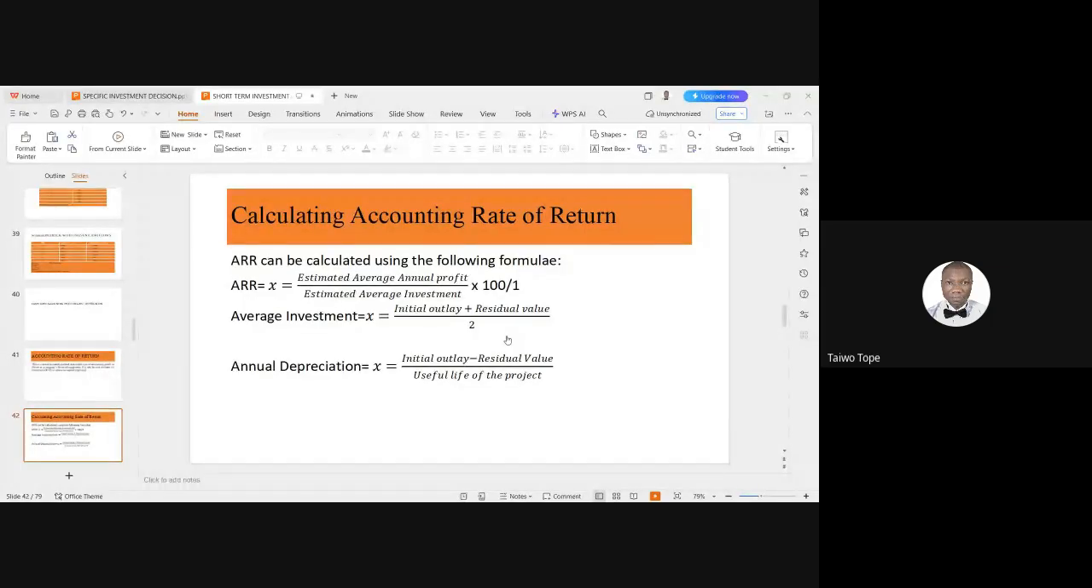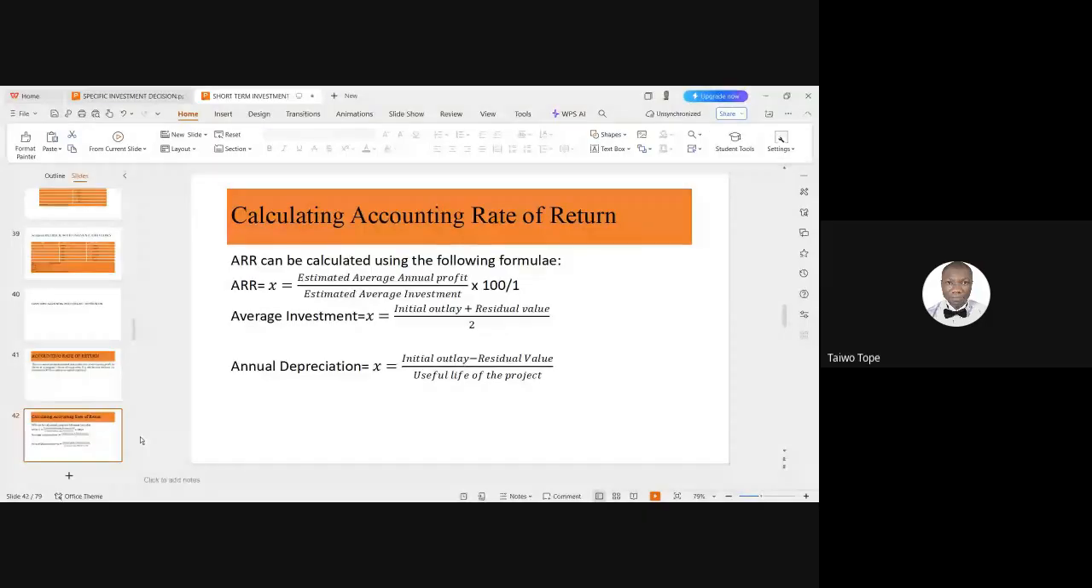So now, what will be the basis of your decision when solving for accounting rate of return? For independent projects, the decision criteria will be what? Accept a project if the accounting rate of return is greater than or equal to management's predetermined accounting rate of return. Same likewise where you have mutually exclusive projects.